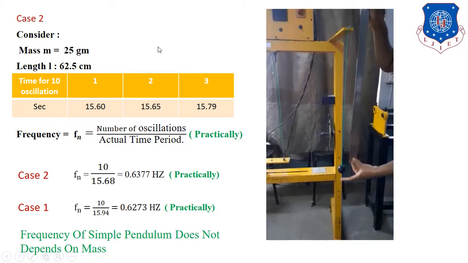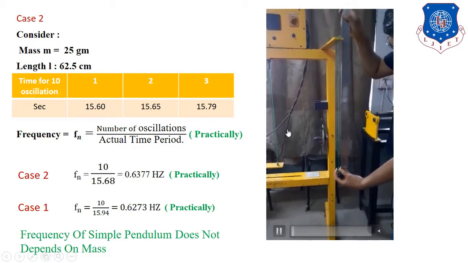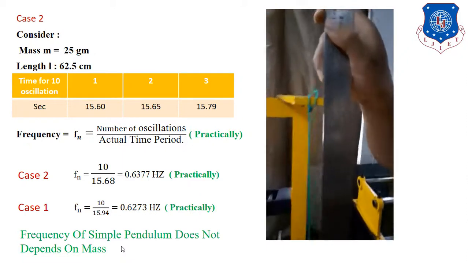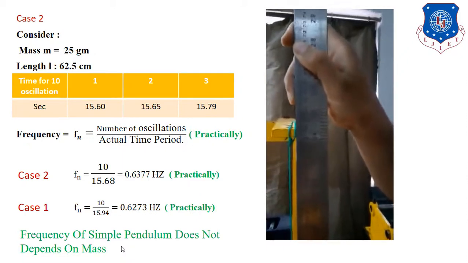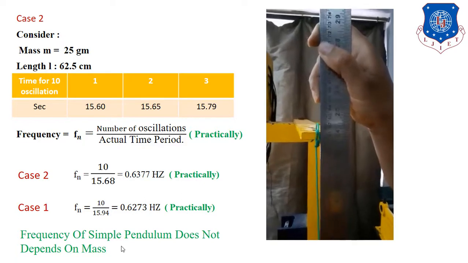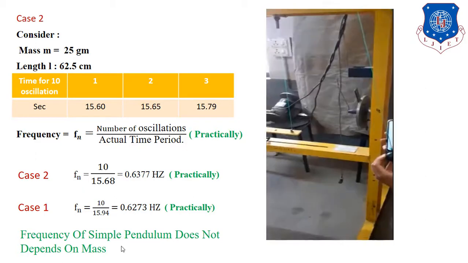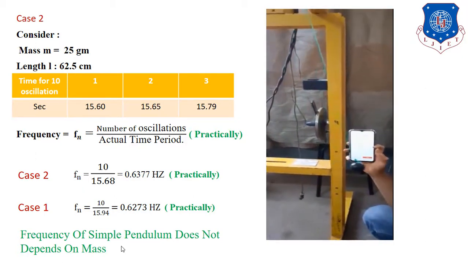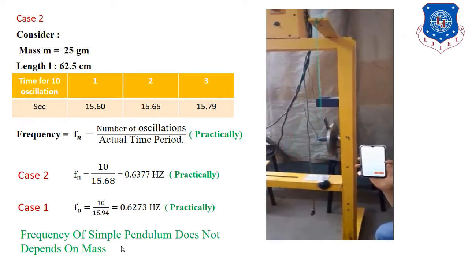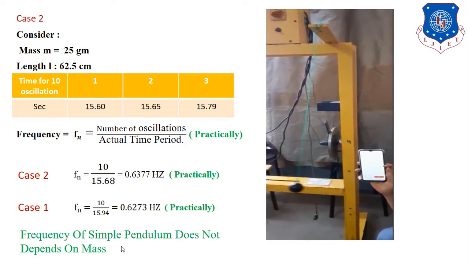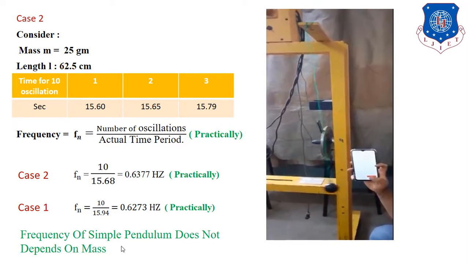Here also we follow the same process. We have to measure the time for the 10 oscillations. First of all, we measure the length of the string by using the scale. Here it is 60 centimeters, and also we have to consider the radius of the ball, that is 2.5 centimeters. The total length of the string is considered as 62.5 centimeters. Now we give a small displacement, so the system will start vibrating, and then we measure the time for the 10 oscillations.